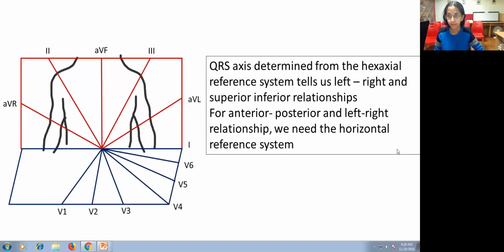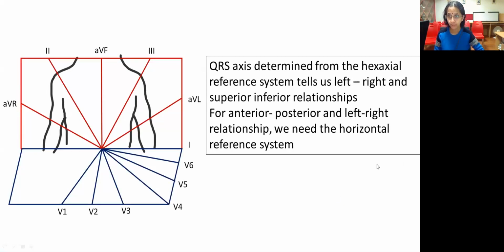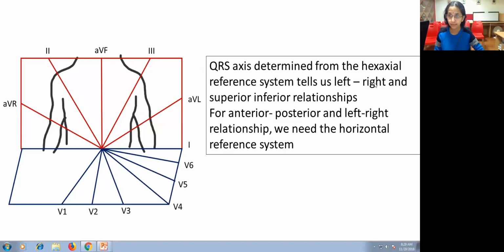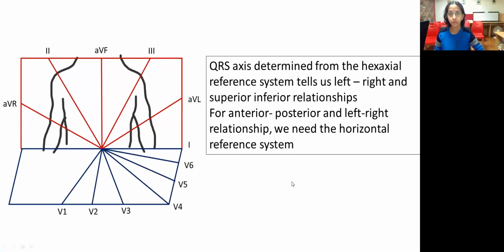So why did we talk so much about the frontal plane? It is because the frontal plane understanding is much more reliable in terms of the axis determination compared to the horizontal system. As we understand, this is the frontal plane and this is defined as the hexaxial reference system. It's hexaxial because you have 6 leads here.